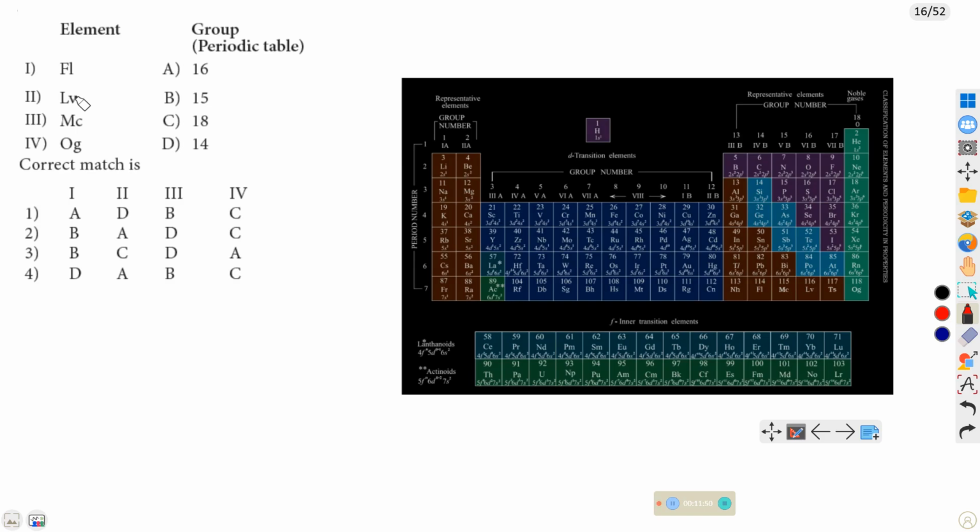Given, flerovium belongs to the 14th group. Flerovium, 14th group. Livermorium is 16th group. 1D, 2A. Fourth option correct.